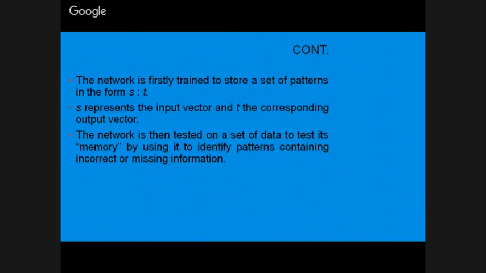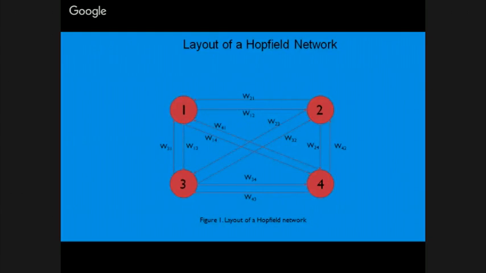Once we have determined the weight matrix using the input-output vector pairs one by one, we can test this associative memory by giving some input pattern to it and evaluating what the output pattern would be. And the associative memory will have the ability to identify patterns which are incorrect or which have some missing information. So some generalization it is able to do on its own.